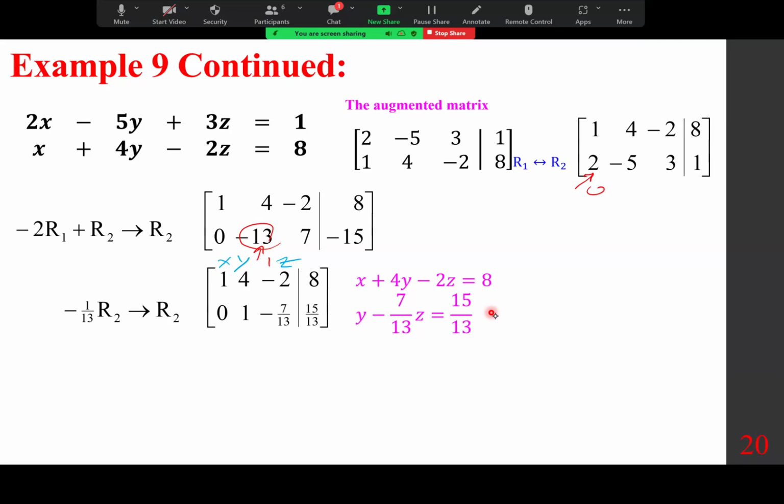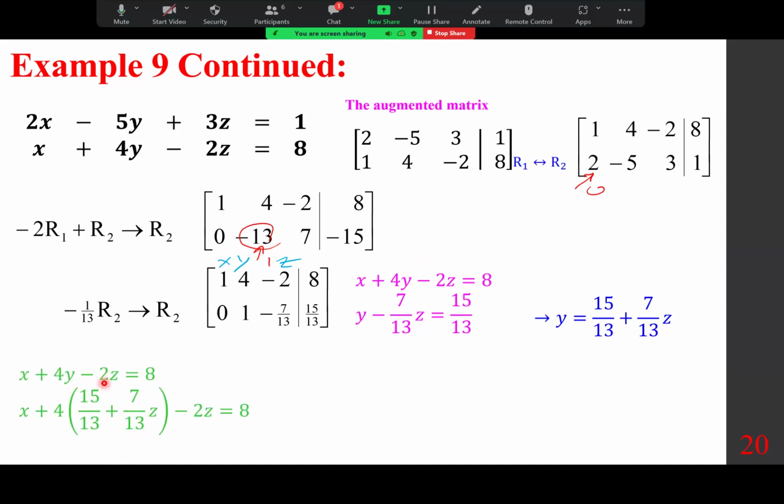All right. So that means we're going to write this as a function of z. The last variable is z. And so we're going to make this a function of z by moving this to the right. If you move this to the right, you get y equals 15 over 13 plus this. Now, if you replace the y with this, then you can find x as a function of z. So let's put this in the first equation. So x plus 4y minus 2z becomes x plus 4 times this expression minus 2z equals 8.